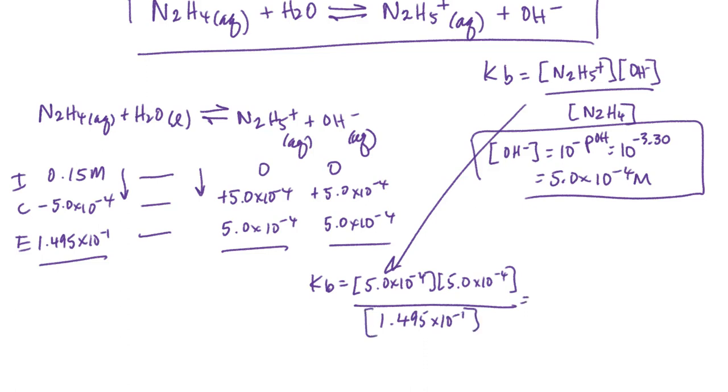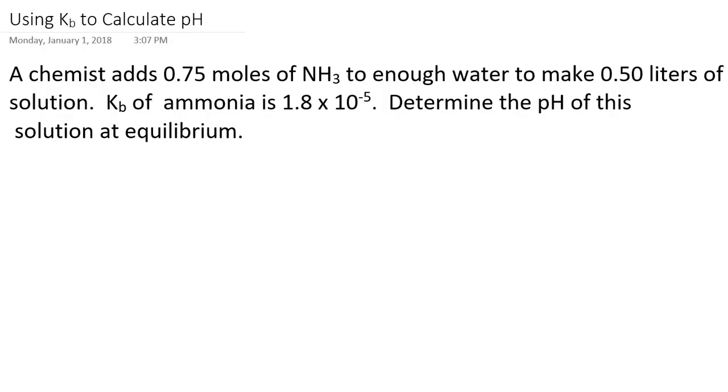And if I do that math, then I get a Kb value of 1.7 times 10 to the negative 6. Okay, now as we demonstrated in the weak acid tutorial prior to this one, it's also sometimes customary to be asked to determine a pH for a weak base solution given a Kb value.